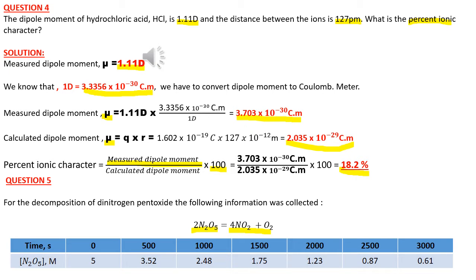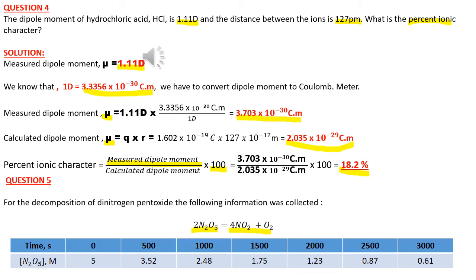Question 4. The dipole moment of hydrochloric acid, HCl, is 1.11 debye and the distance between the ions is 127 picometers. What is the percent ionic character? Solution. Measured dipole moment, mu, equals 1.11 debye.